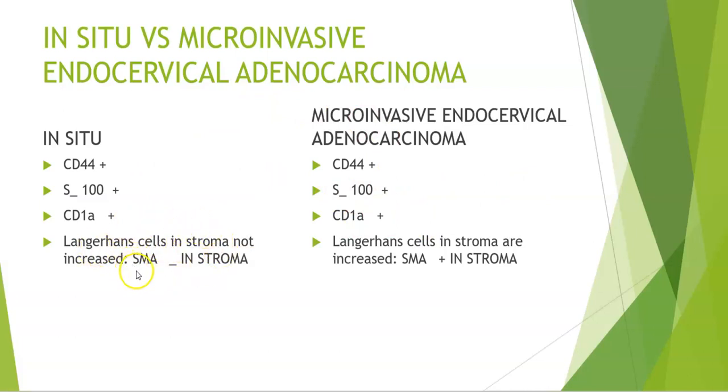In addition, smooth muscle actin is negative in the stroma in situ, while SMA is positive in microinvasive. So Langerhans cells in the stroma are not increased in situ, so SMA is negative. While Langerhans cells in the stroma are increased in microinvasive endocervical adenocarcinoma, so smooth muscle actin will be positive.